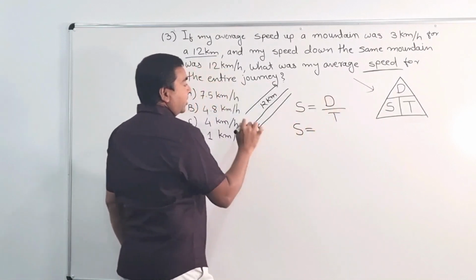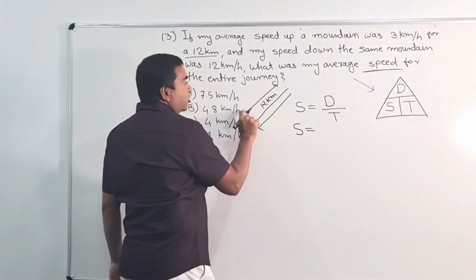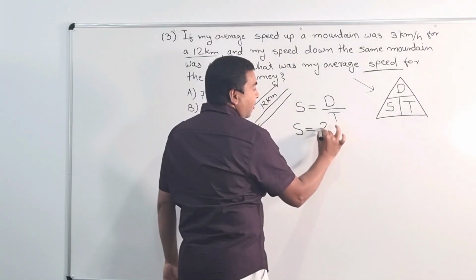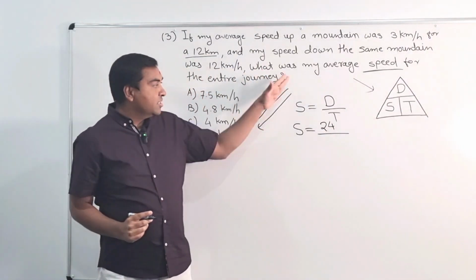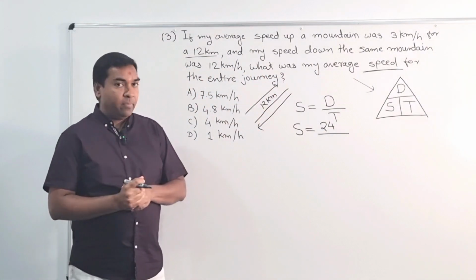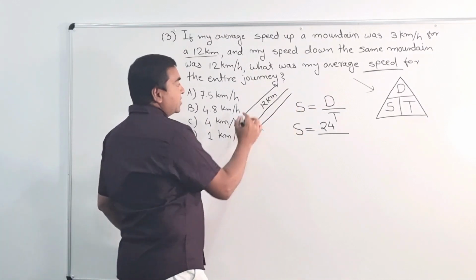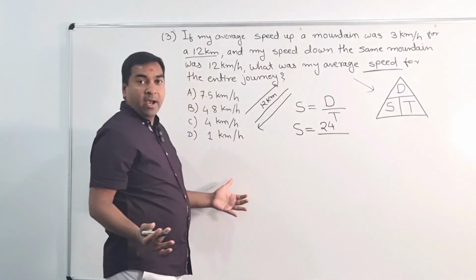Now, the distance, how much am I going up? 12 kilometer. How much am I coming down? 12 kilometer. So 12 plus 12, which is 24. So 24 is the total distance traveled going up and down. What is the time? There are 2 times, the time to go up and the time to come down, which I don't know. I've got to find it out.